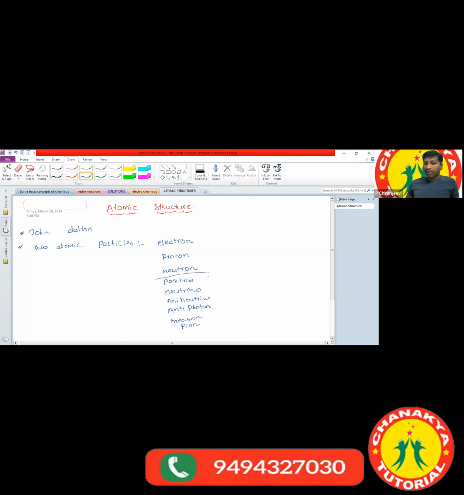But in this, which ones are we going to consider? The first three only. The remaining subatomic particles also exist, but they are highly unstable. Within a fraction of a second, they disappear. So it is very difficult to study the properties of the remaining subatomic particles. So we consider electron, proton, neutron. We can consider them the fundamental particles of the atom.